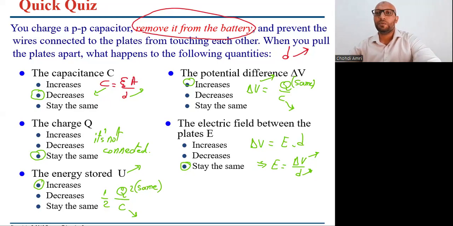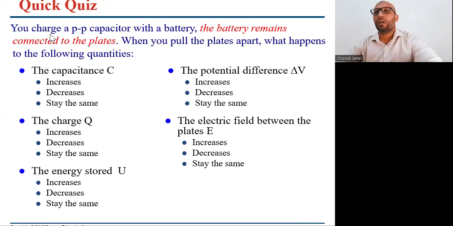Okay, let's move now to the second part. You charge a parallel plate capacitor with a battery, and the battery remains connected to the plates. When you pull the plates apart, that means you increase D. What happens to the following quantities? If the battery is still connected, of course, delta V is the same. Let's start with this because it's very easy. If the battery is still connected, delta V stays the same.